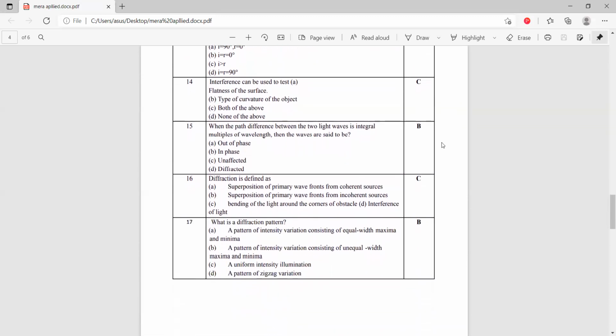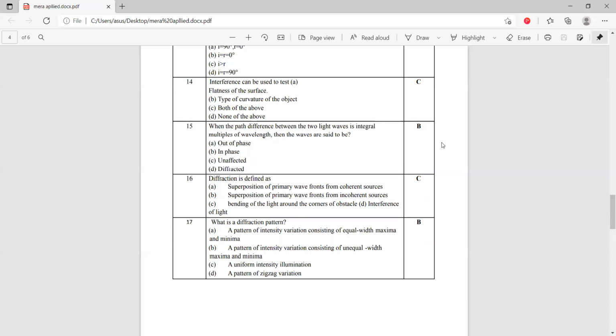Question number 15. When the path difference between the light waves is an integral multiple of wavelength, then the waves are said to be. We have options: A, out of phase, B, in phase, C, unaffected, D, diffracted. So the correct answer is in phase.